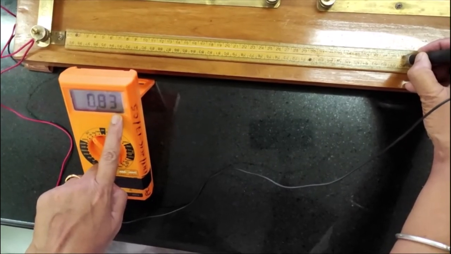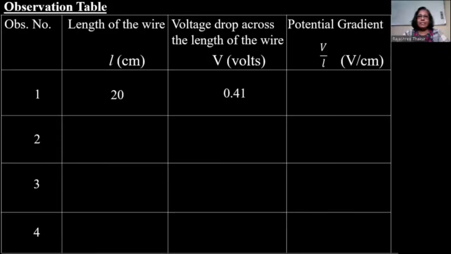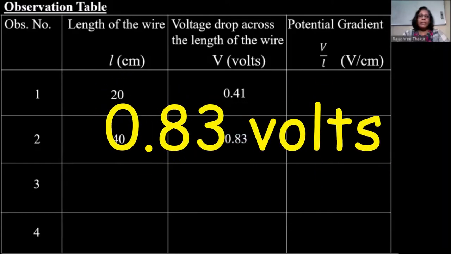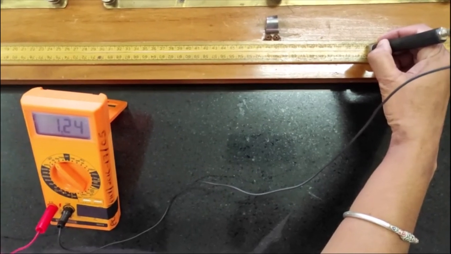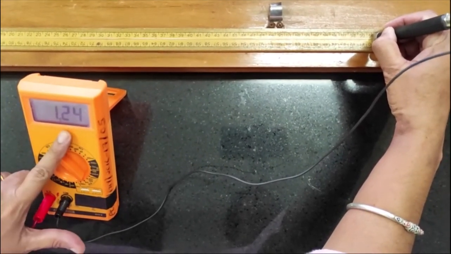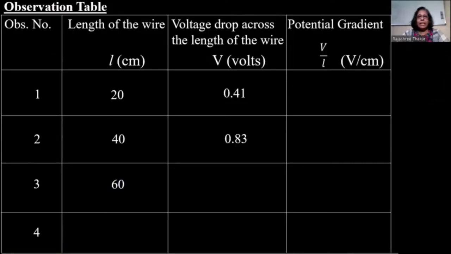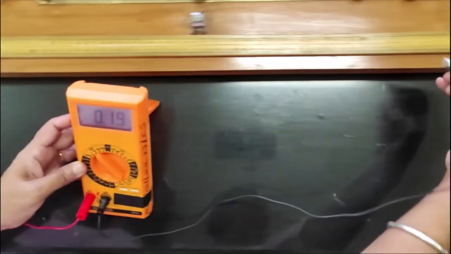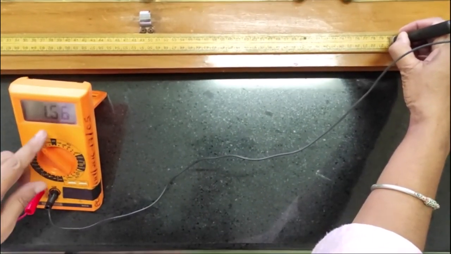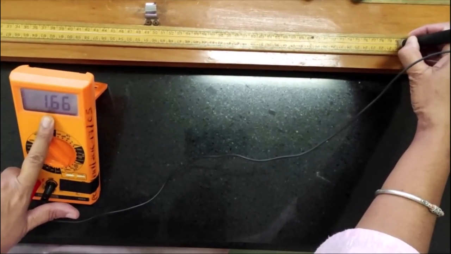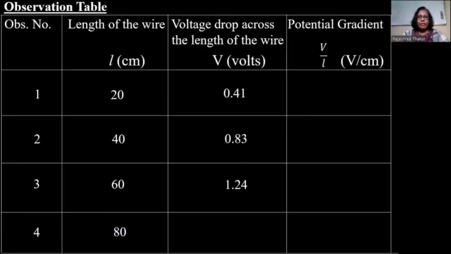Now, let us find out the voltage drop across 40 centimeter length of the wire, and it is seen it is 0.83 volts. 40 centimeter length of wire, voltage drop found is 0.83, correct? Similarly, voltage drop across 60 centimeter length of the wire is found to be 1.24 volts. For 60 centimeter length of wire, we found the voltage drop to be 1.24, correct? And across 80 centimeter length of the wire, the voltage drop is 1.66 volts. 80 centimeter length of the wire, we found voltage drop is 1.66.